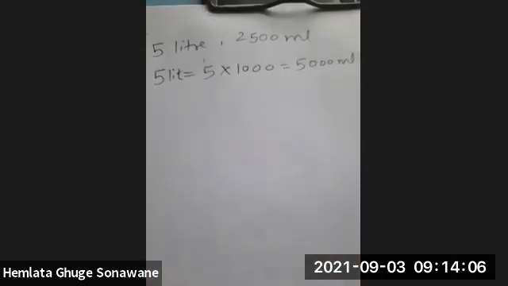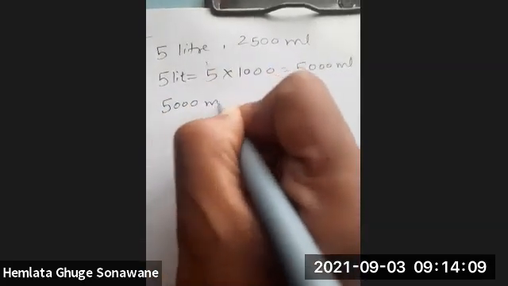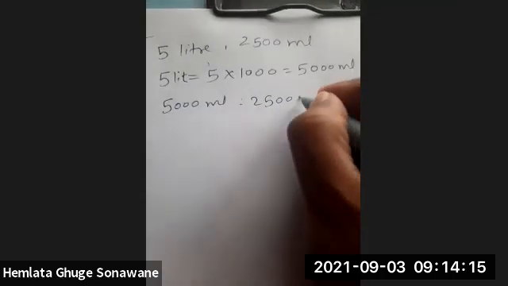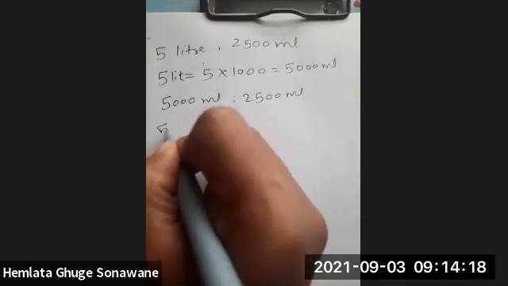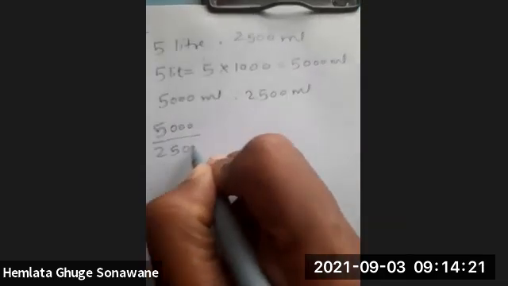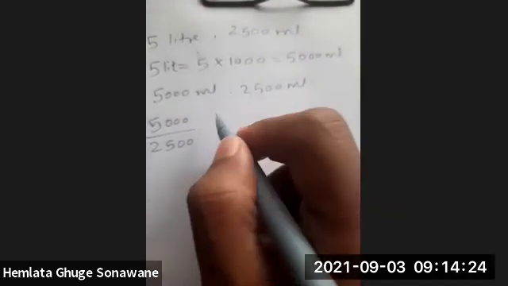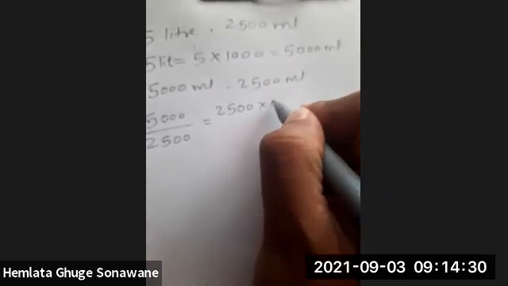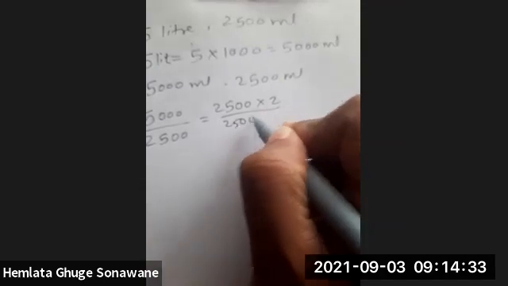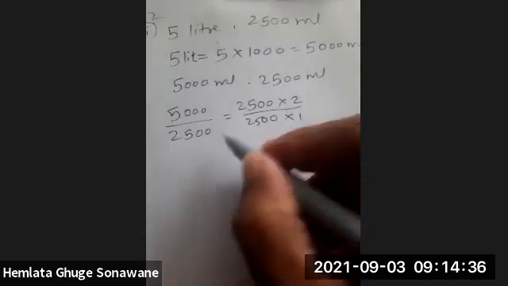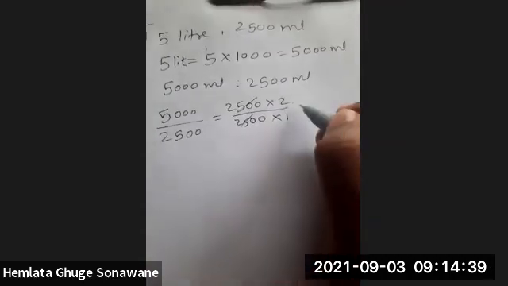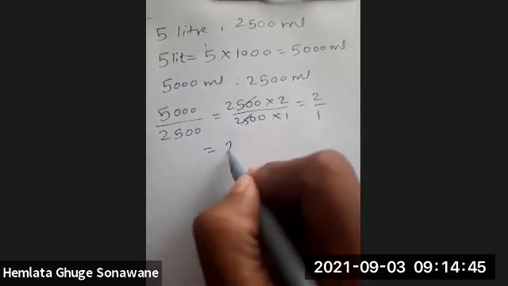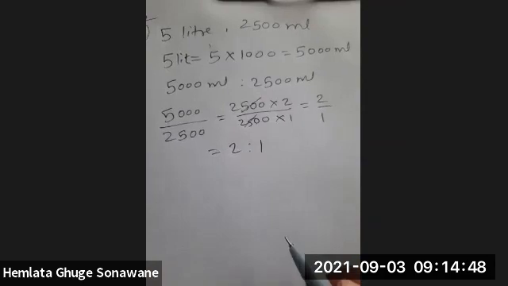So our ratio becomes 5000 ml as to 2500 ml. We'll write 5000 upon 2500. Okay, so 5000 is 2 times 2500 and 2500 is 1 times 2500. So both these terms get cancelled. So that is 2 upon 1. We'll get 2 as to 1.